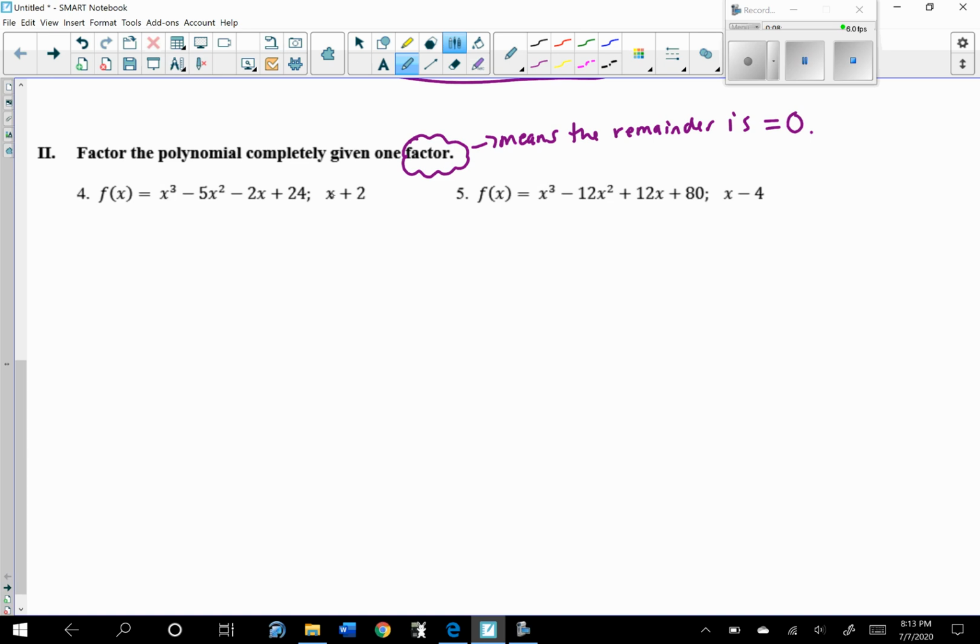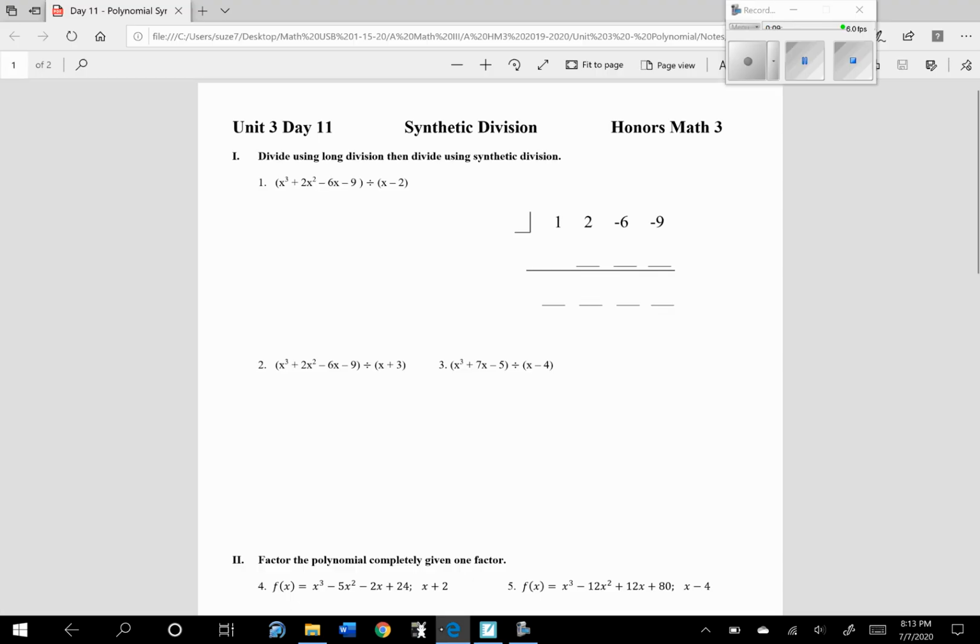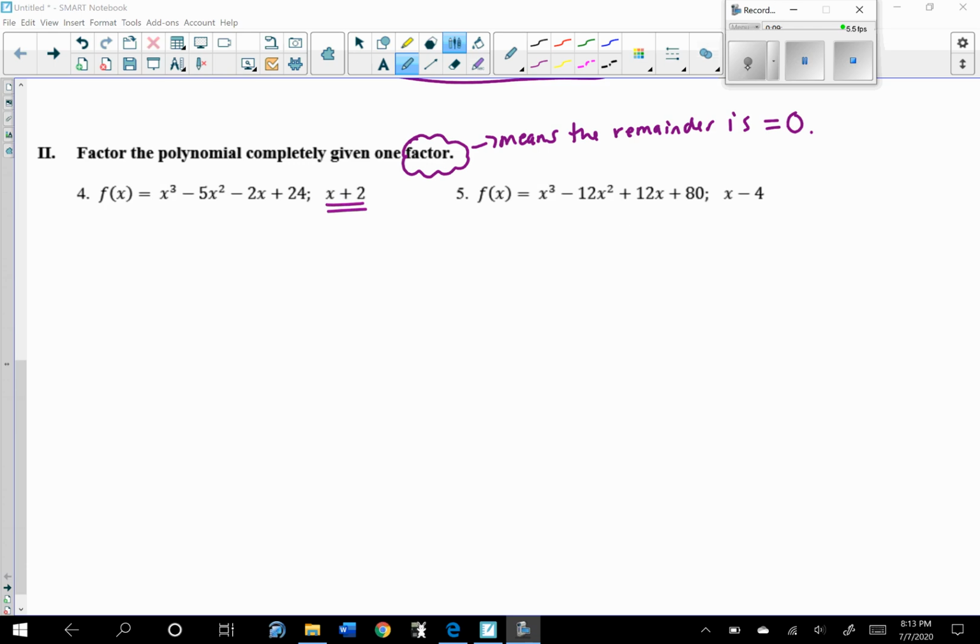So I can take this and use synthetic division because this is a linear binomial with leading coefficient of 1. This is degree 3, 2, 1, 0, so we're not missing any 0 placeholders. So if I set this equal to 0, we get x equals -2, so that goes in the box. Then we have the coefficients 1, -5, -2, and 24.